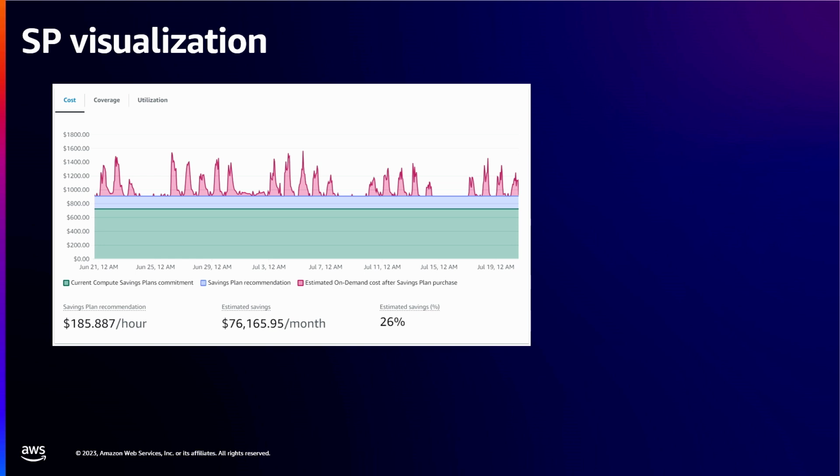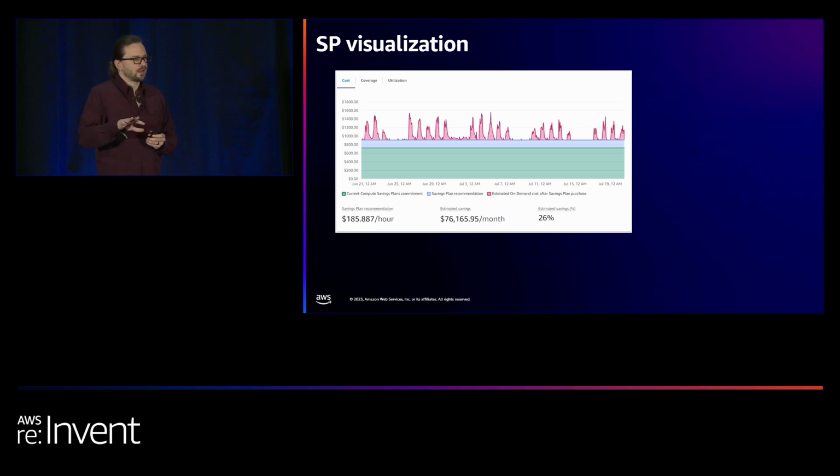And one of the most important questions I get from customers is, are you taking my weekend dips into account when you give me a savings plan recommendation? The answer is yes. The recommendation engine has always done that. But instead of asking you to trust us, we decided to build the graph so you can see for yourself that the recommendation engine is accounting for your daily peaks and your weekend dips.